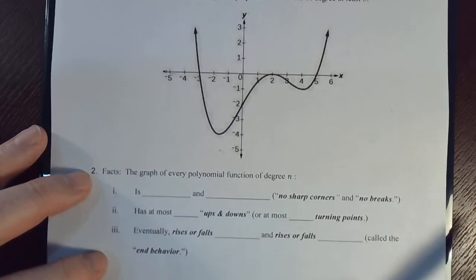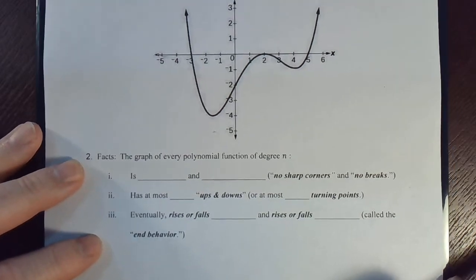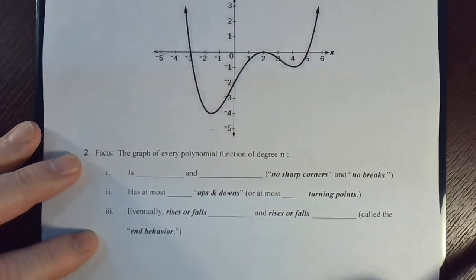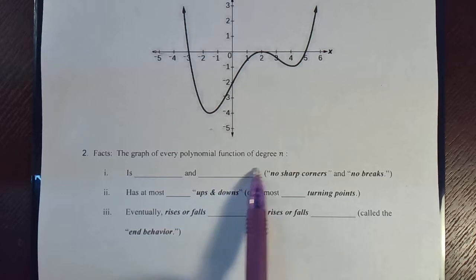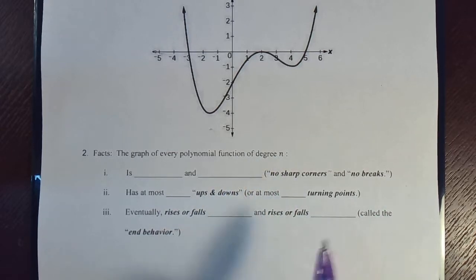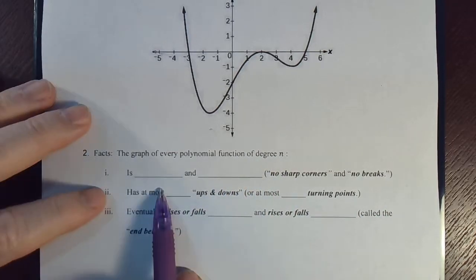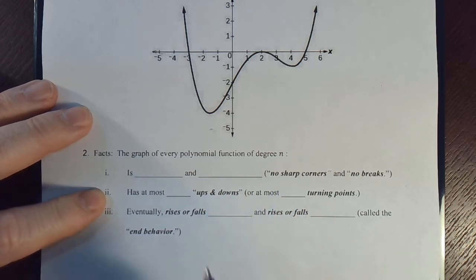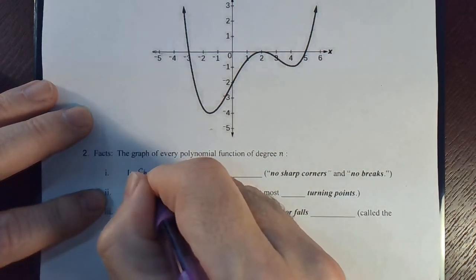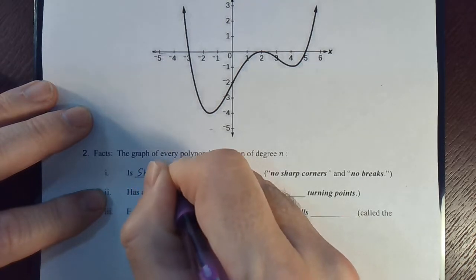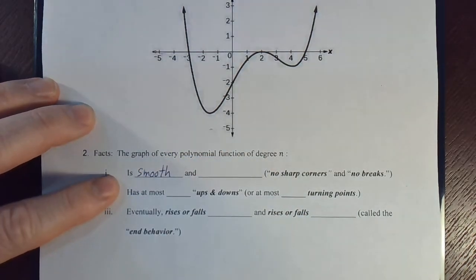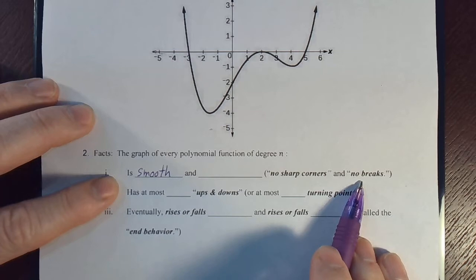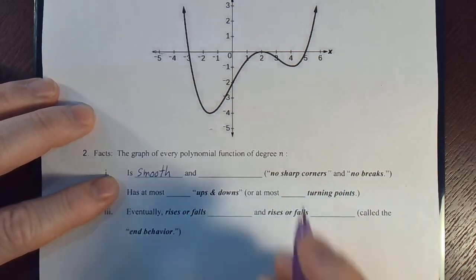Let's learn a couple of other terms. All right, well, the graph of every polynomial function of degree n is blank and blank, no sharp corners. In other words, and this is a term that's frequently used, it's smooth, and it has no breaks in it. You could draw it without lifting your pencil, so it's continuous.